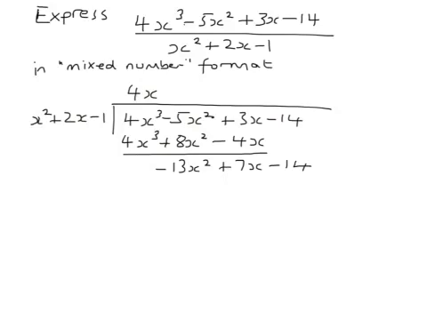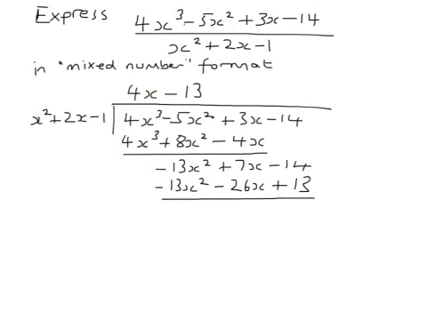Now we go through the whole process again. What do you multiply x squared by to make minus 13x squared? Well, that's minus 13. So the minus 13 goes there. So then minus 13 gets multiplied by all of this. Minus 13 times x squared, and minus 13 times 2x, and minus 13 times minus 1. So it's the same as before. It's minus 13x squared. Minus 13 times 2x is minus 26x. Minus 13 times minus 1 is plus 13.